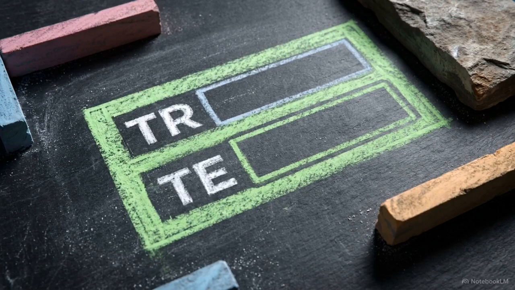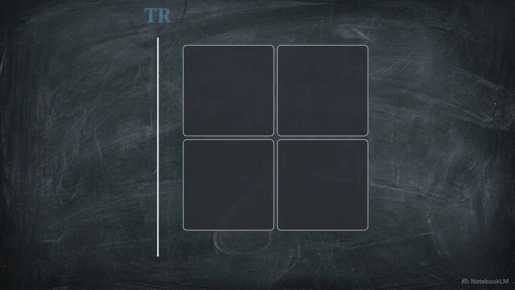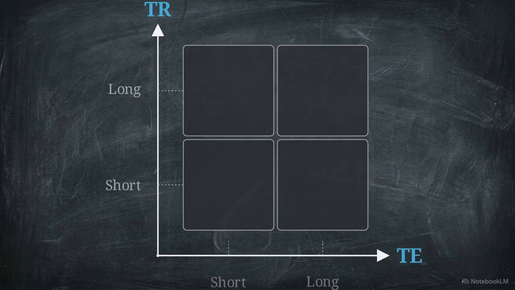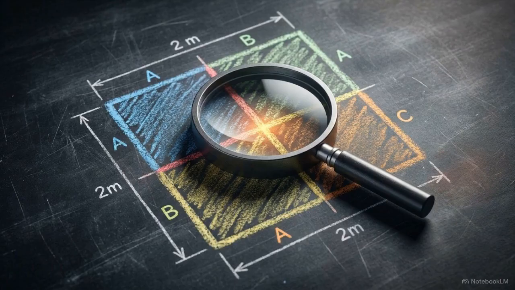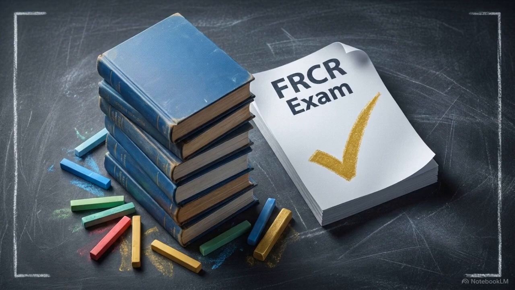By mathematically pairing specific lengths of TR and TE, we can isolate T1, T2, or proton density, while completely neutralizing the other two effects. We can map these parameters onto a standard 2x2 matrix. We have TR on the y-axis, divided into short and long intervals, and TE on the x-axis, also divided into short and long. Mastering the exact mechanics of this grid allows you to predict sequence weighting under any condition, making it a critical framework for clinical practice and for passing the FRCR exam.